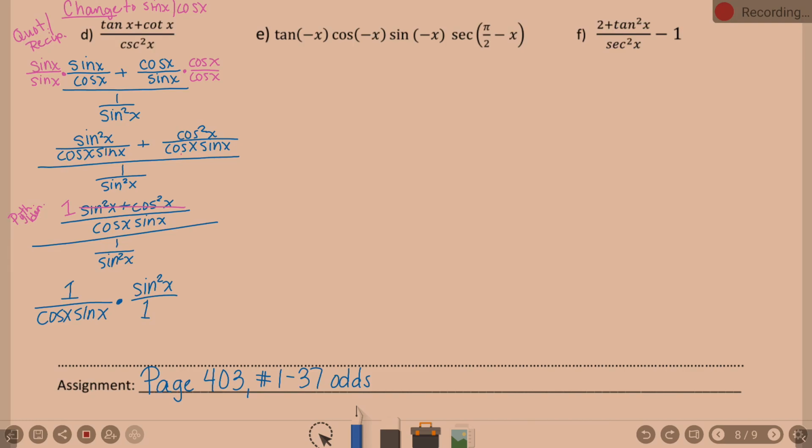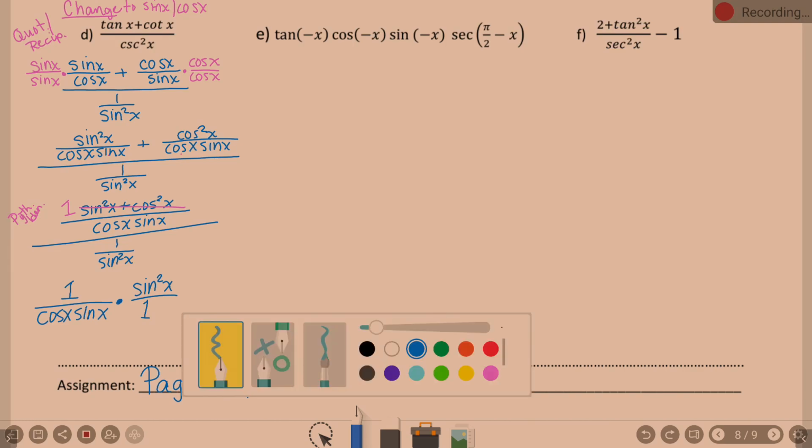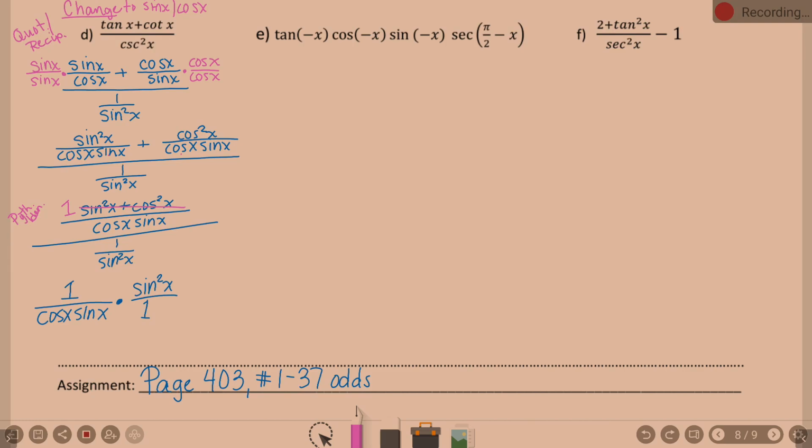Okay. So there, if I write KCF, keep, change, flip. I don't know if you need that step written out, but. Okay, guys. What do we do next?